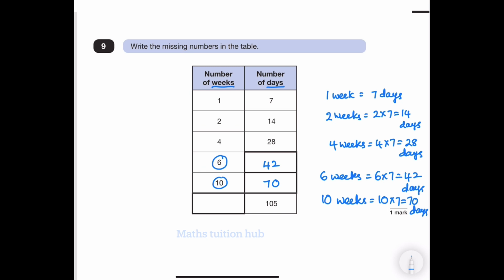So for the next one we have 105 days, but we need to work out how many weeks there are in 105 days. So we need to divide 105 by 7. Do the short division method here, using the bus stop method. So 1, and the remainder 3, 35, that's 15 weeks. So in 15 weeks there are 105 days.